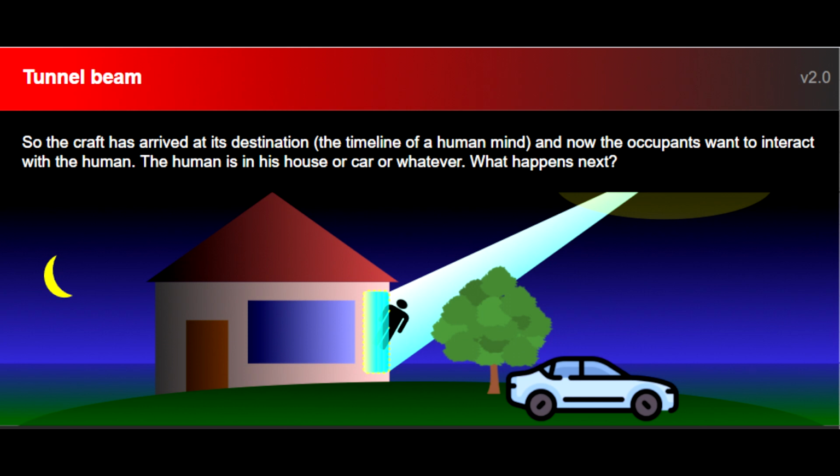Tunnel beam. So the craft has arrived at its destination, the timeline of a human mind, and now the occupants want to interact with the human. The human is in his house or car or whatever. What happens next? We know from the previous slide that the movement of the craft to the human layer influenced the probabilities of the human to be at that location, compelling him to be there. It's possible that this same tech is also used up close, perhaps through a beam or whatever. This tech basically influences events that are a fraction of a moment in the future. In the human layer, this means those events have a probability of one to occur.